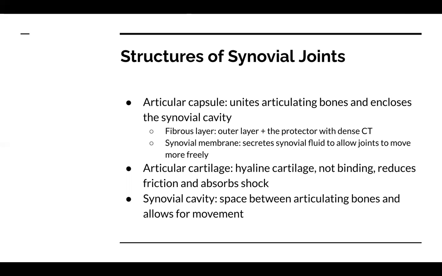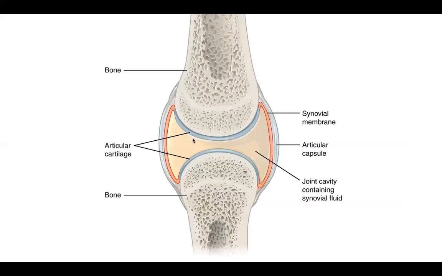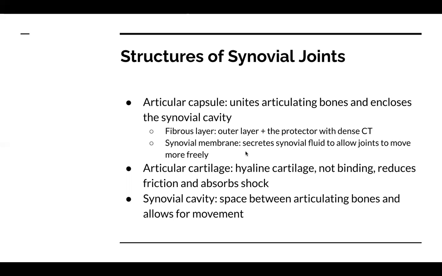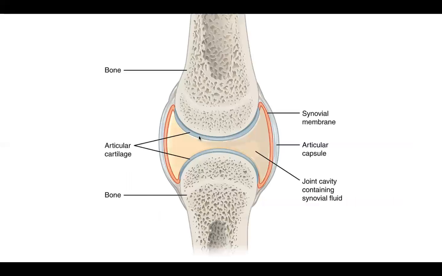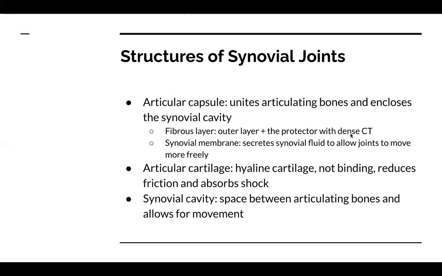Then you also have articular cartilage, which is on the actual ends of the bone. This is hyaline cartilage, and it's not binding. As you can see, it's not binding the bone together. It reduces friction between your bones so they don't wear down, and it absorbs shock so they don't fracture. You also have your synovial cavity, which is that space, again, between the articulating bones, and it allows for the movement that your joints do have.